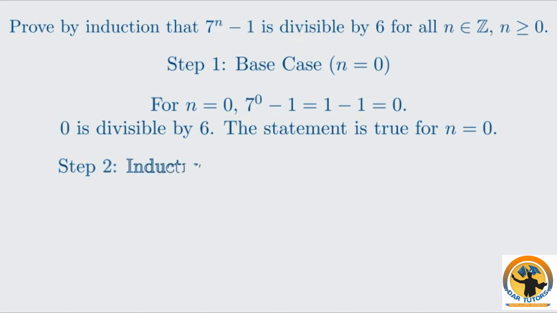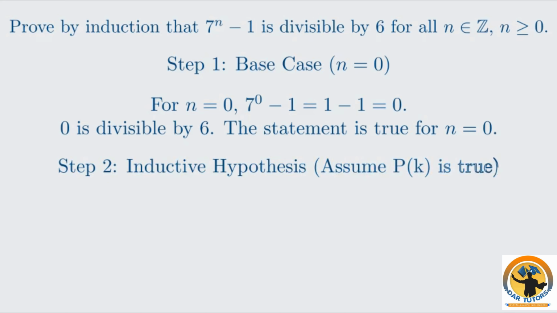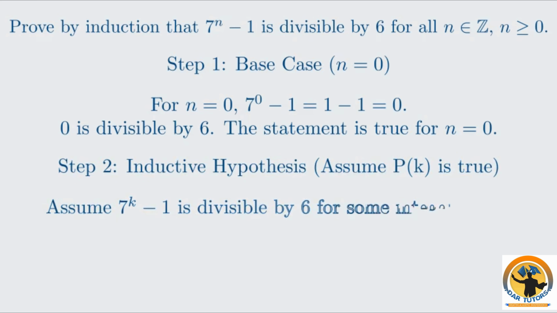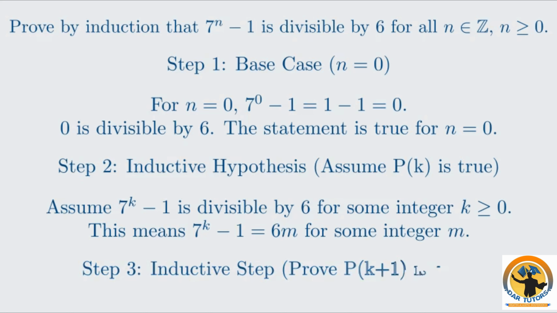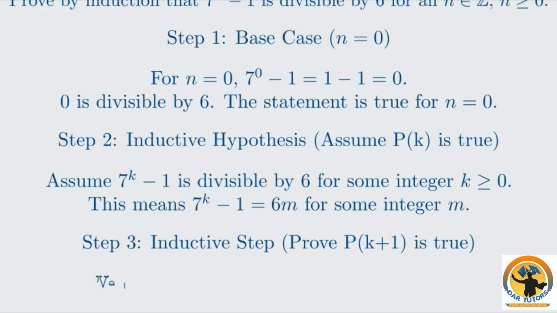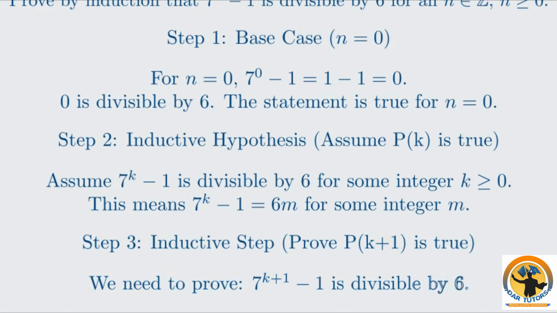Step 2, the inductive hypothesis. We assume the statement is true for some non-negative integer k. This means we assume that 7 to the power of k minus 1 is divisible by 6. We can write this mathematically as 7 to the k minus 1 equals 6m, where m is some integer. Step 3, the inductive step. We must now prove that the statement is true for n equals k plus 1. Our goal is to show that 7 to the power of k plus 1 minus 1 is divisible by 6.